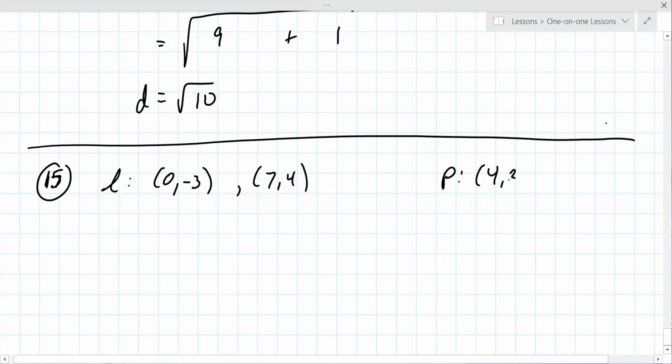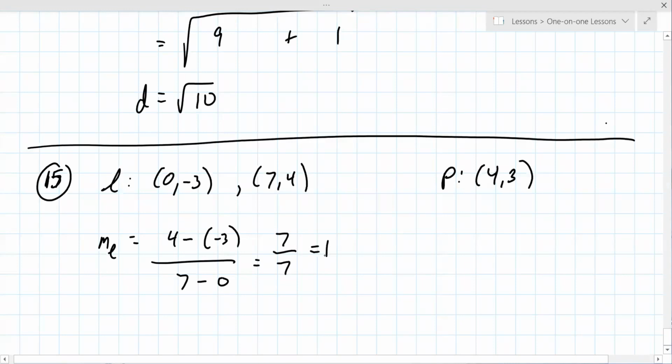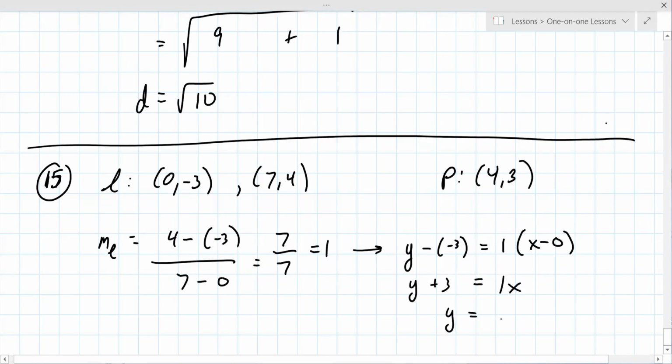is 4, 3. Okay, the slope of L is 4 minus 3 over 7 minus 0, 7 over 7, which is 1. So we're going to write the equation of the line. I'm going to actually use this point over in the left because you end up getting the intercept. Slope of 1, x minus 0. And I'm just going to go ahead and solve this. It's y plus 3 equals 1x, y equals x minus 3.